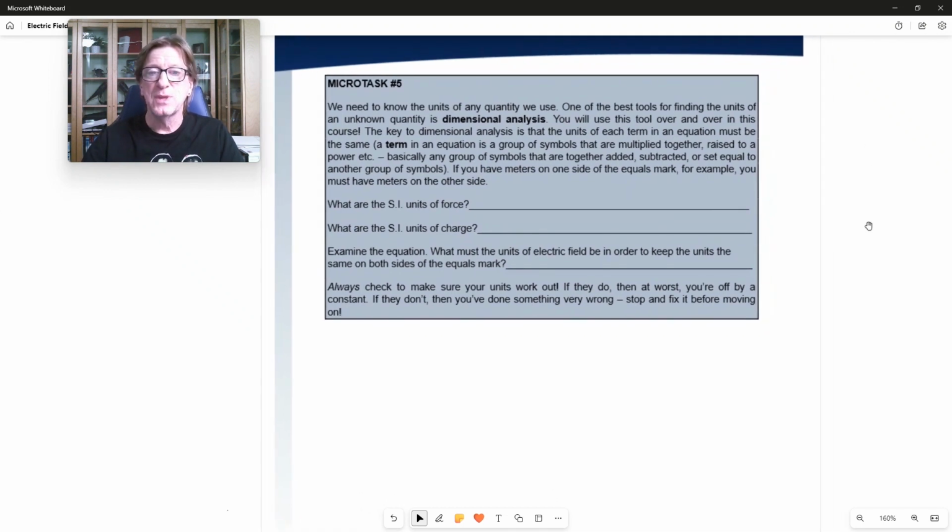So here's how we do it. We take any equation that's going to define this thing that we're looking for, and then we use that to figure out what our units must be. So, for example, we found that F was Q times E, right? So if I want to know what the units of the electric field are, I can solve this for E. So I get E is going to be the force divided by Q.